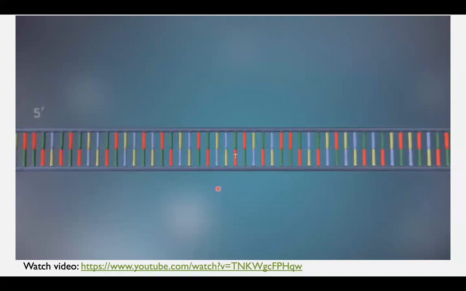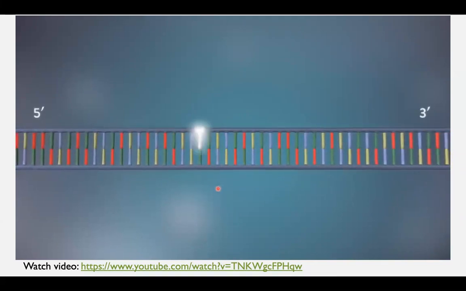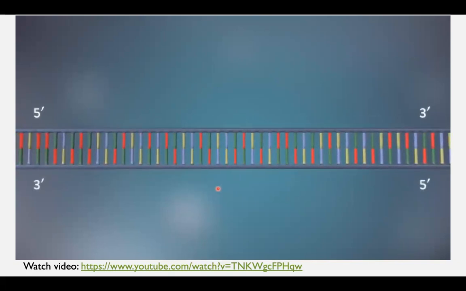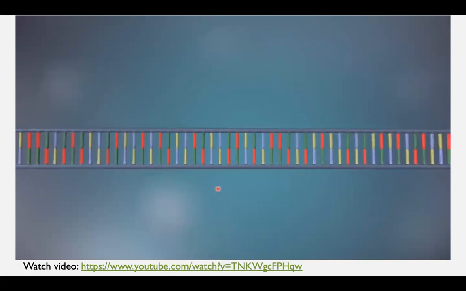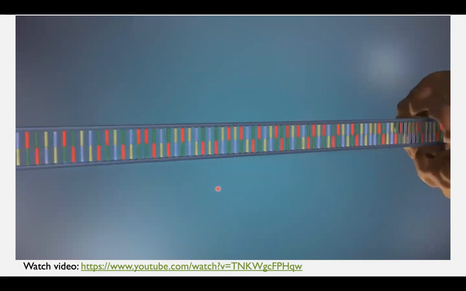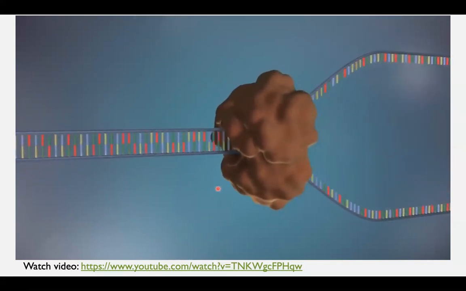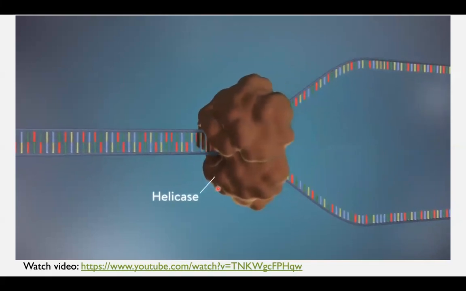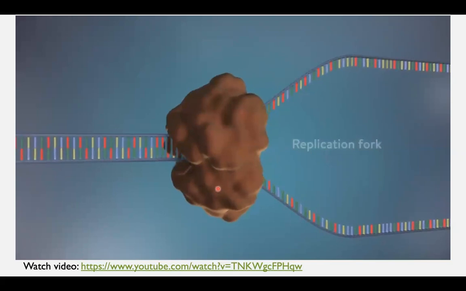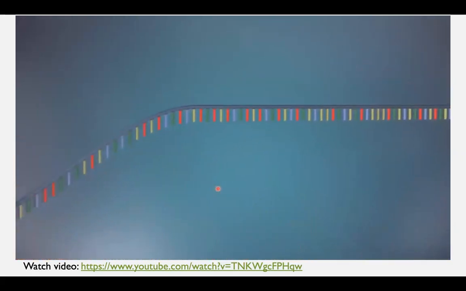Each strand has a 5' end and a 3' end. The two strands run in opposite directions. This determines how each strand of DNA is replicated. The first step in DNA replication is to separate the two strands. This unzipping is done by an enzyme called helicase and results in the formation of a replication fork. The separated strands each provide a template for creating a new strand of DNA.